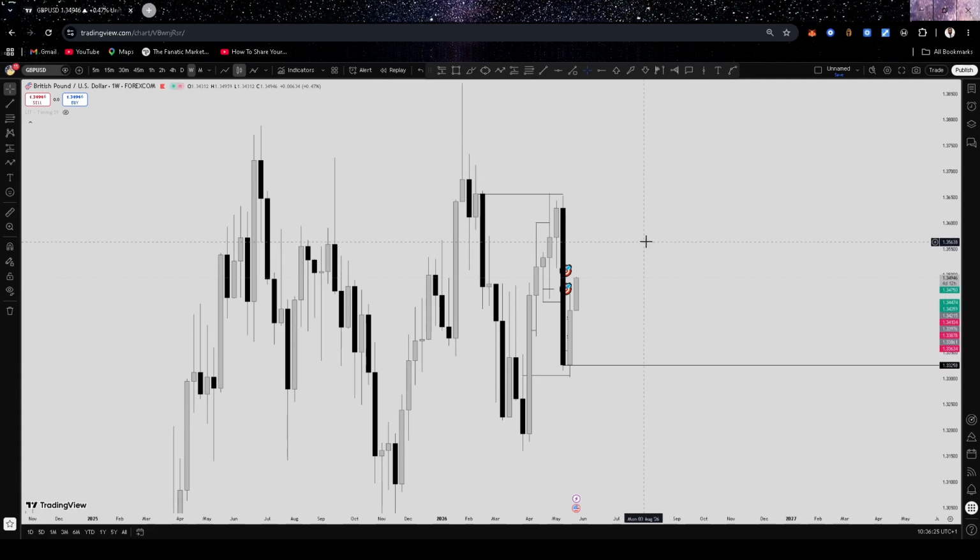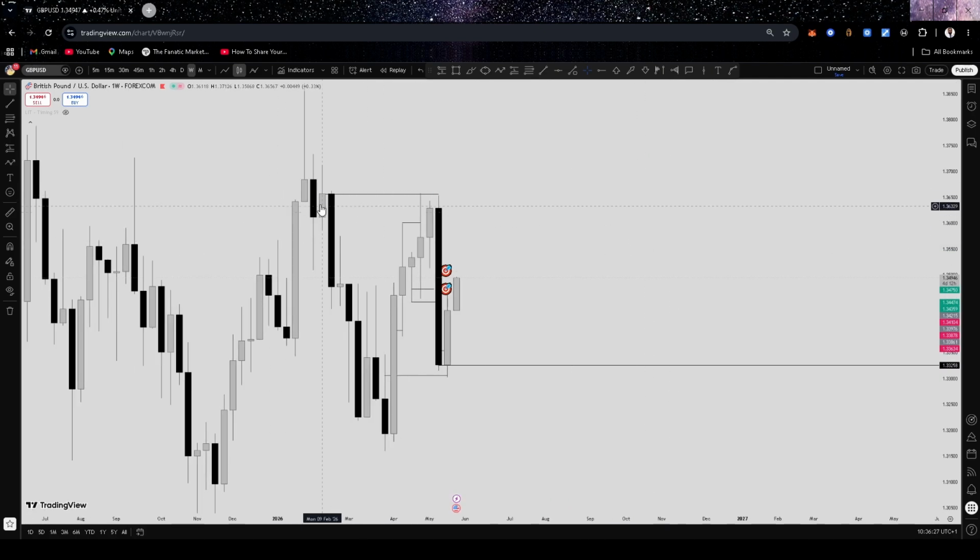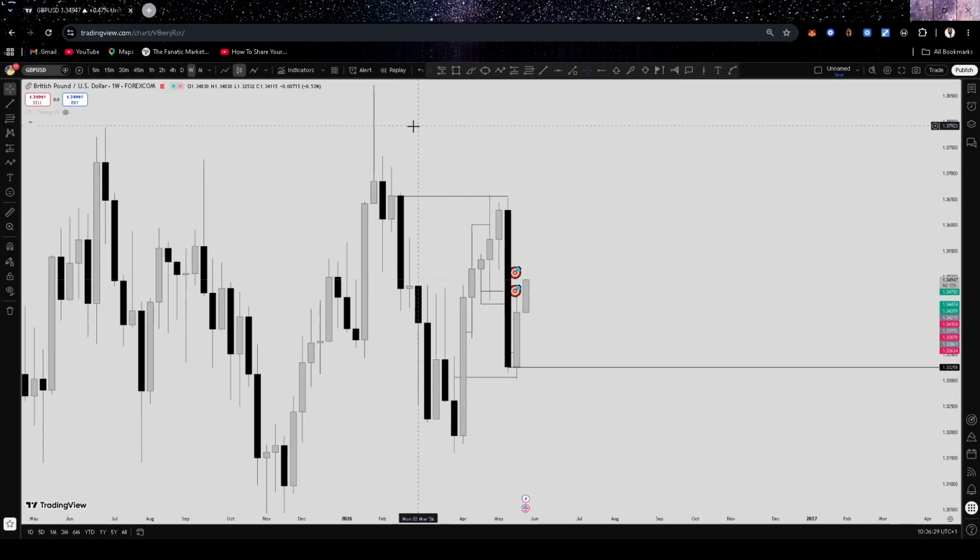Now on the weekly time frame, you can see that we were rejecting from a key level right here, a weekly key level. After rejecting from this weekly key level, I need to go one time frame lower to confirm direction for that weekly time frame. I need at least one time frame below to confirm direction for the weekly time frame.